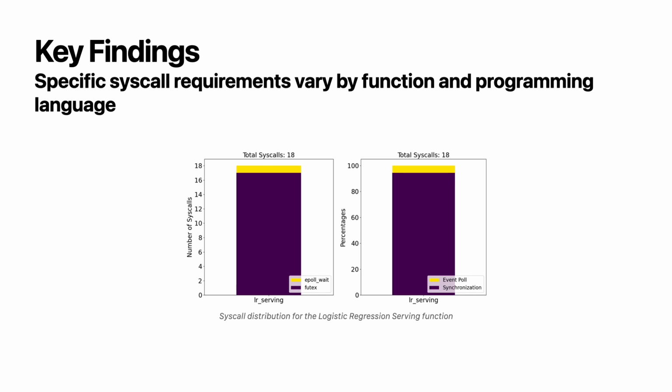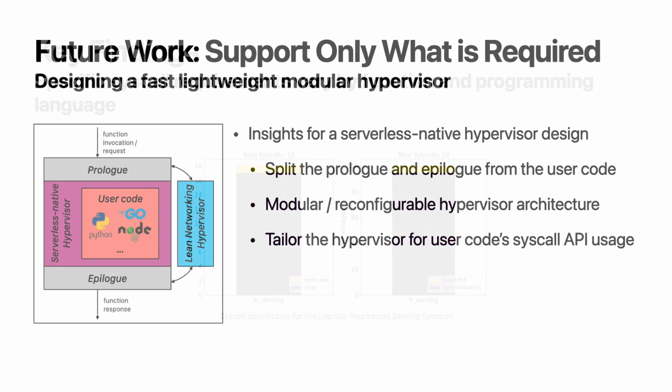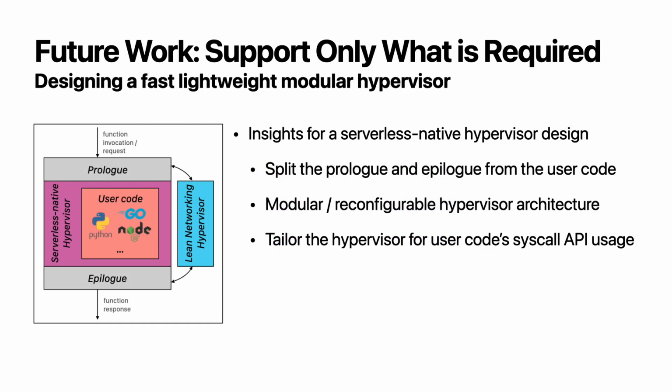This suggests that serverless hypervisors need to support only a limited subset of system calls to run the user code. Current serverless hypervisors unnecessarily support a vast number of system calls that functions do not require, leading to inefficient resource utilization. Only a limited subset of the full system call set is required across all functions analyzed.